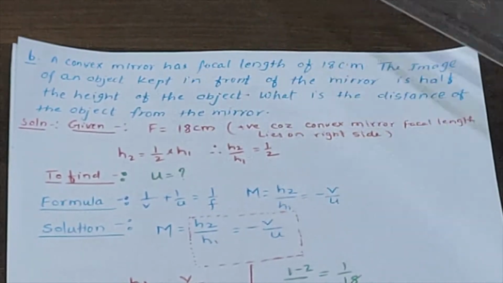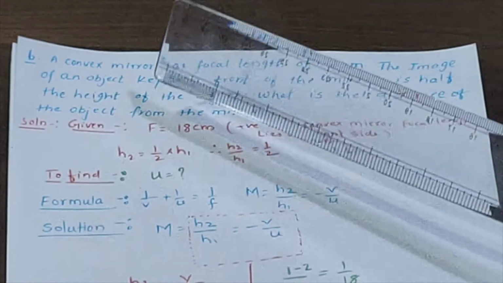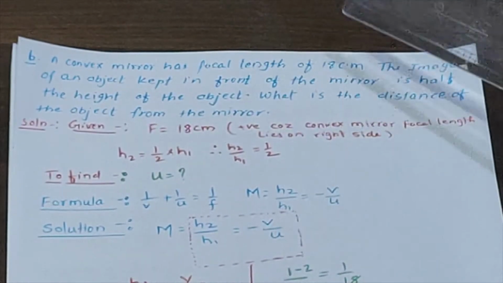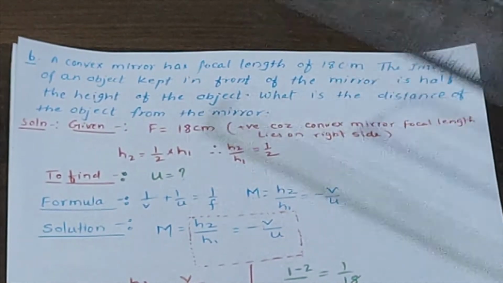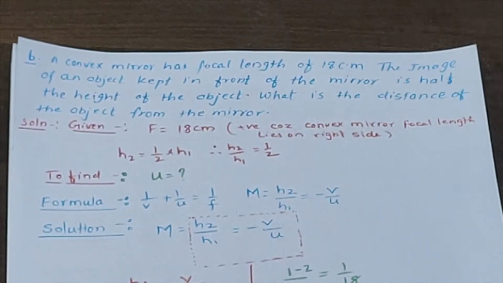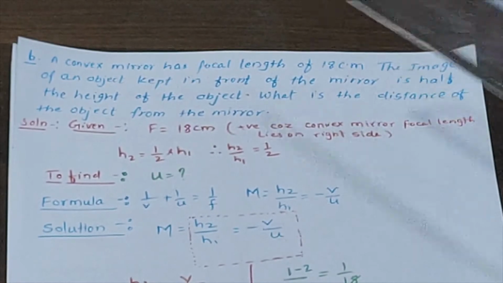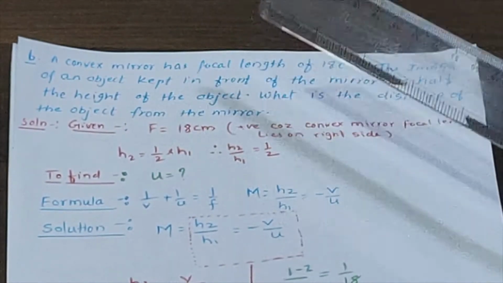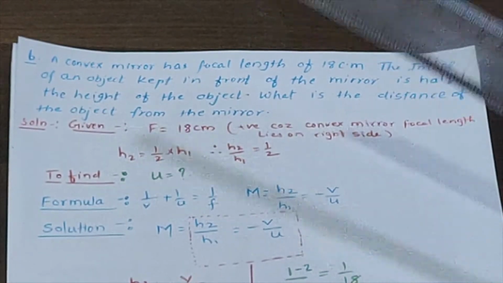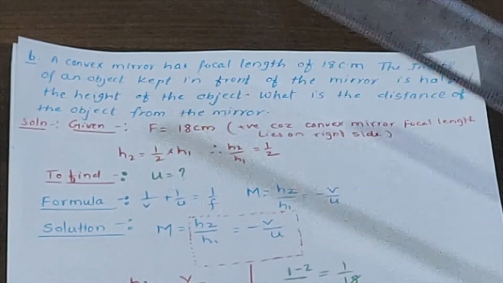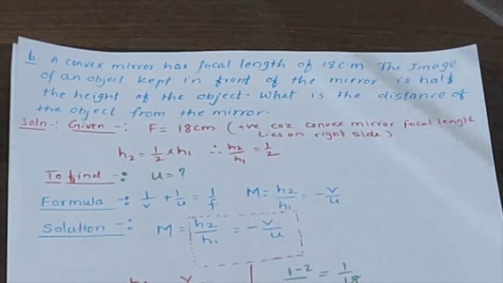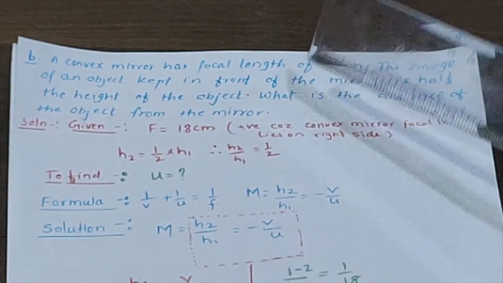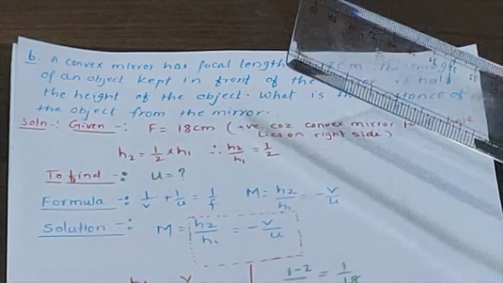That is what is given in these lines. So you need to be very, very alert when you're reading it. The image of an object kept in front of the mirror is half of the height of the object. So that means that the image which is going to be formed will be half of the height of the object, right?